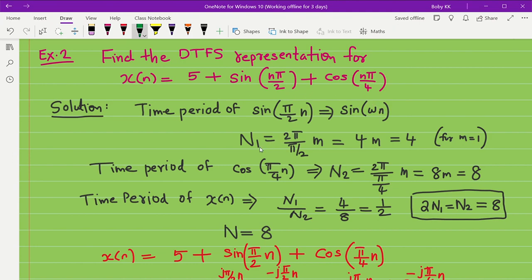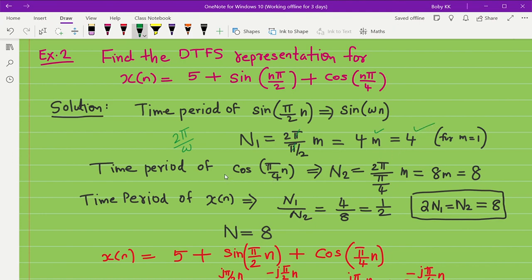So the time period N1 is equal to 2 pi by omega. Basically, the discrete time period is 2 pi by omega. So 2 pi by pi by 2. The pi and pi get cancelled out, 2 goes to the numerator, so 4 times m1. 4 is an integer, so we can take m equal to 1, so that N1 is obtained as 4.